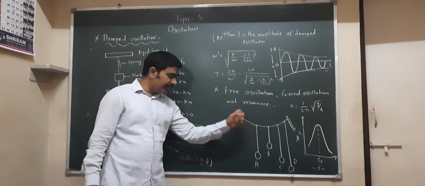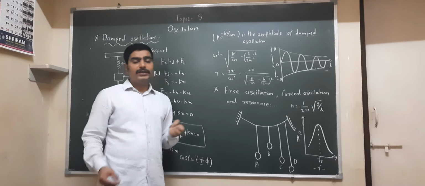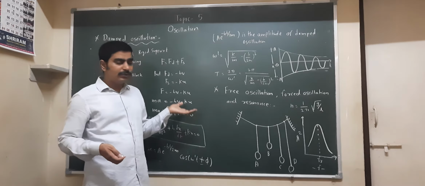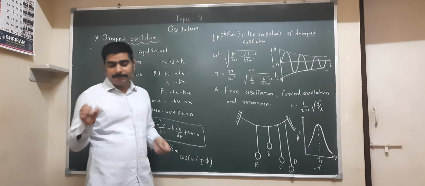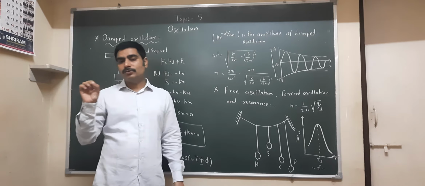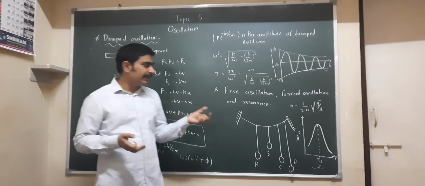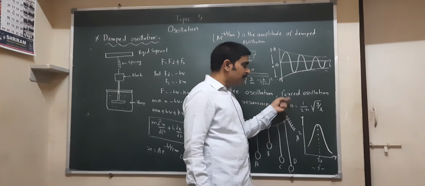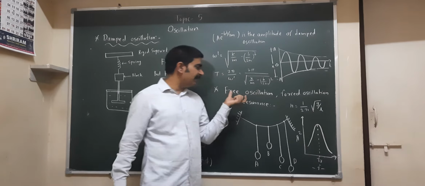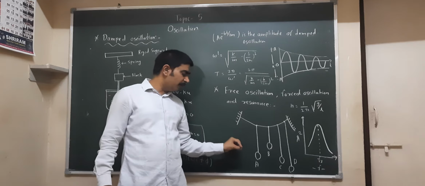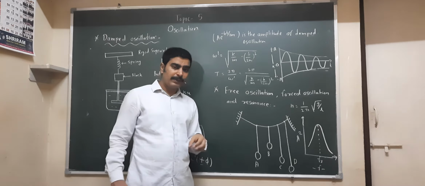When pendulum A is struck, or given an oscillation, it vibrates with its natural frequency. Such kind of oscillation is known as free oscillation. We know the equation for the period of a simple pendulum: T equals 2π√(L/g). In terms of frequency, n equals 1/(2π)√(g/L). This is the natural frequency with which body A is vibrating. So this is about free oscillation.